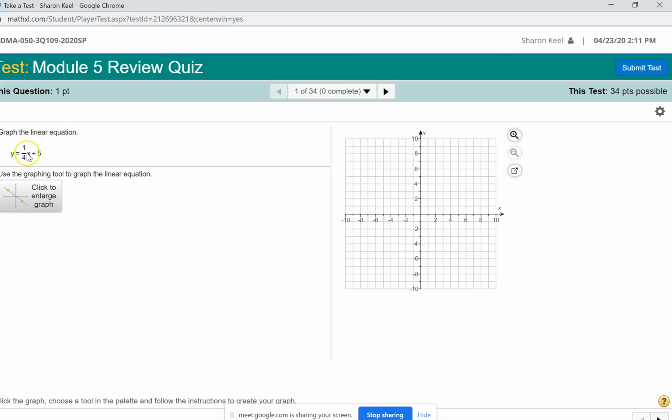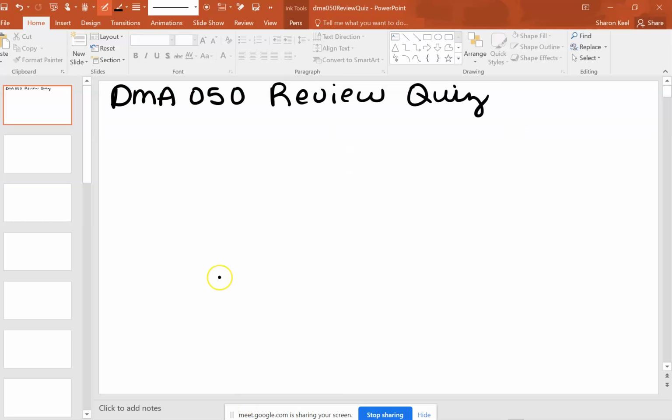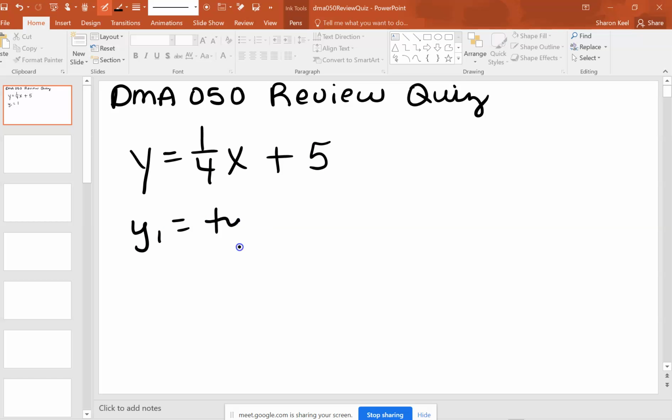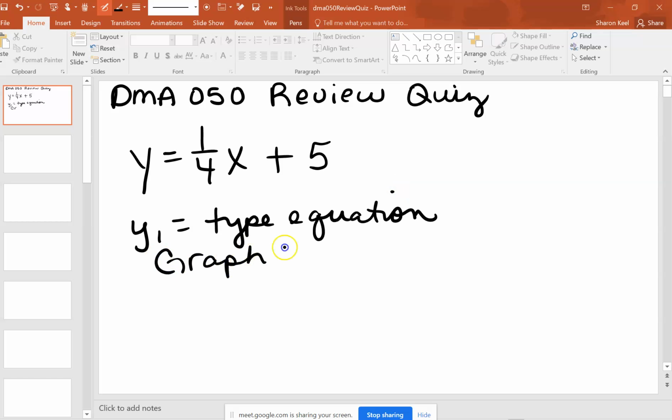We have y equals 1/4 x plus 5. So you're going to go to y1 equals, and you're going to type your equation. Once you type in the equation, we're going to press graph, and then we're going to press zoom and 6 to be sure we're at the standard view.